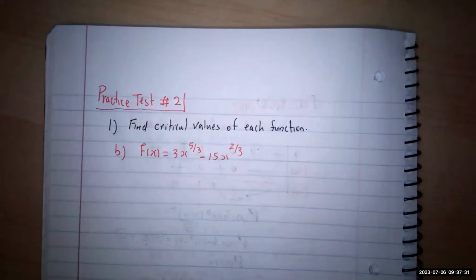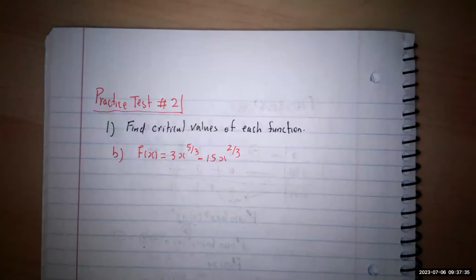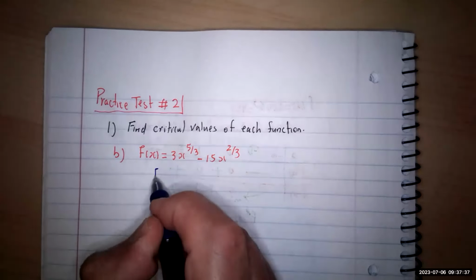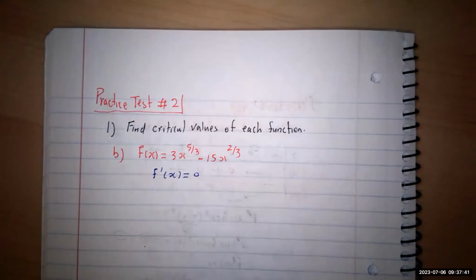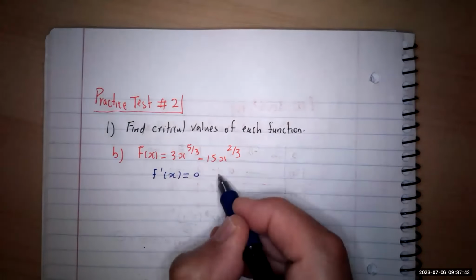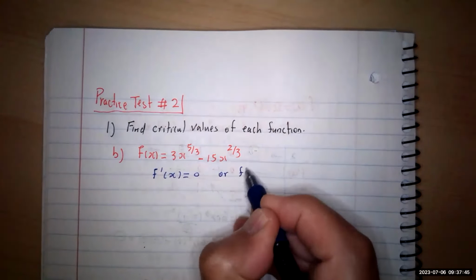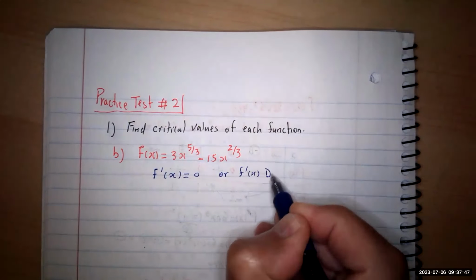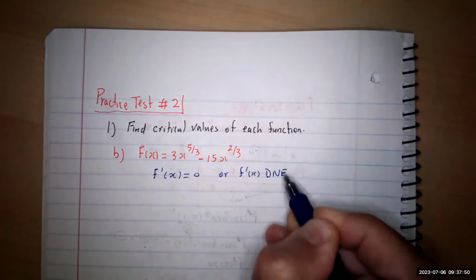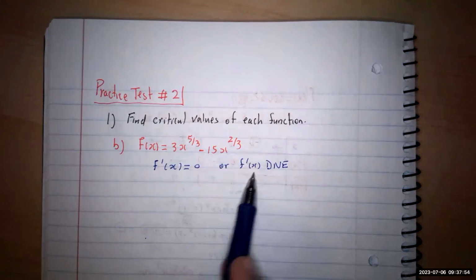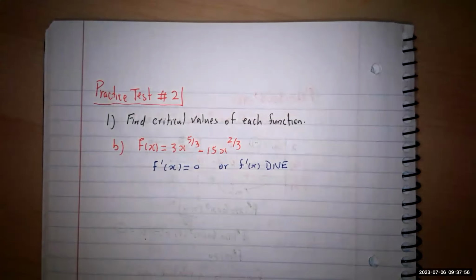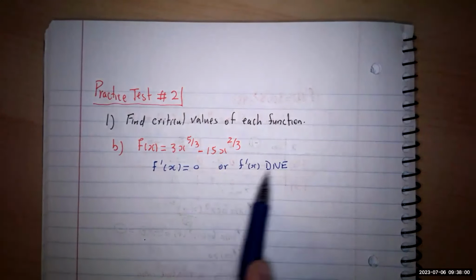Remember, you are going to collect the critical values from 2 different sources. The first source is where f prime of x equals 0. That gives you a horizontal tangent line. And the second source is when f prime of x does not exist. So these are 2 sources that you have to check. For this type of function, both of them would happen. But for rational function polynomials, you're not going to get the second type.